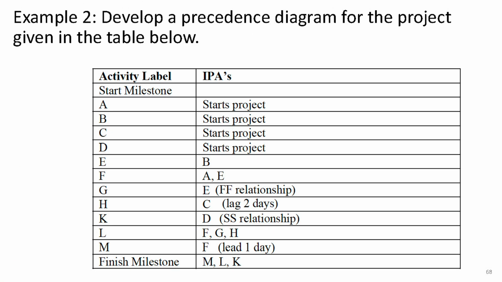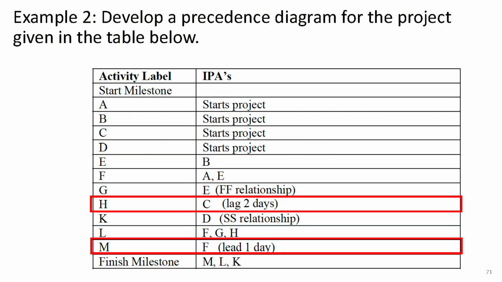Let's move on to the second example, which is a bit more complex than the first one. Like the previous example, we have a list of activities, but this time, we're also given the specific types of relationships, as well as any lag or lead times. For example, activity G is preceded by activity E with a finish-to-finish relationship, while activity K comes after activity D, following a start-to-start relationship. Some of the relationships also include lag and lead times.